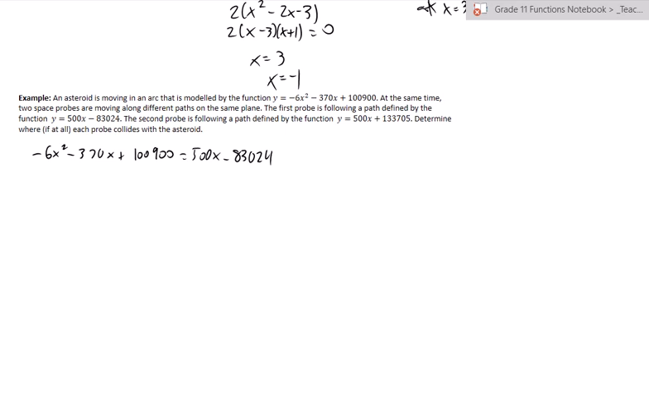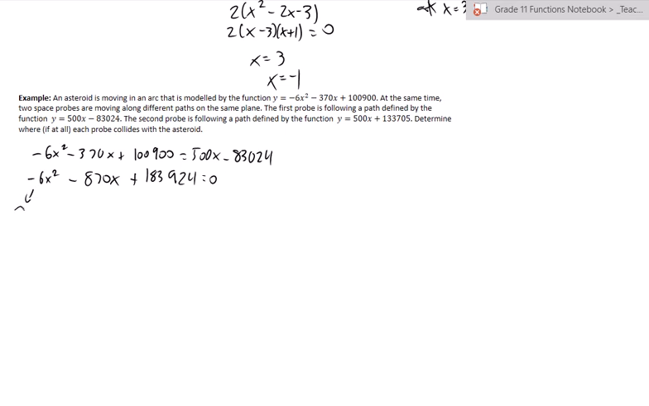So that's going to give us negative 6x squared minus 870x plus 183,924 equals 0. The equal sign's not exactly lined up there, but that's all right. All right, so we have our quadratic function right here. It looks like a major pain to factor normally. So let's do the quadratic formula.